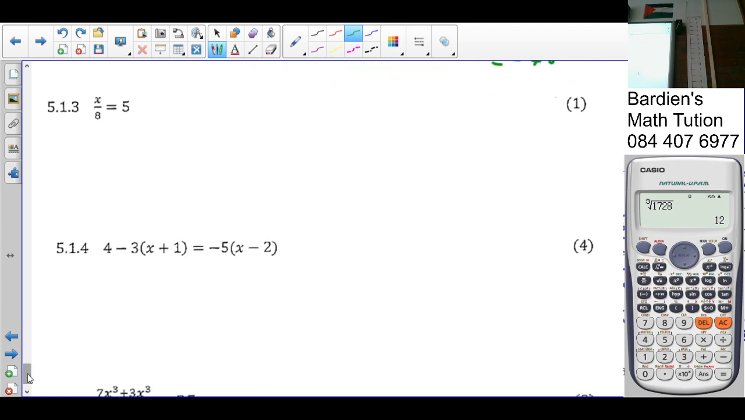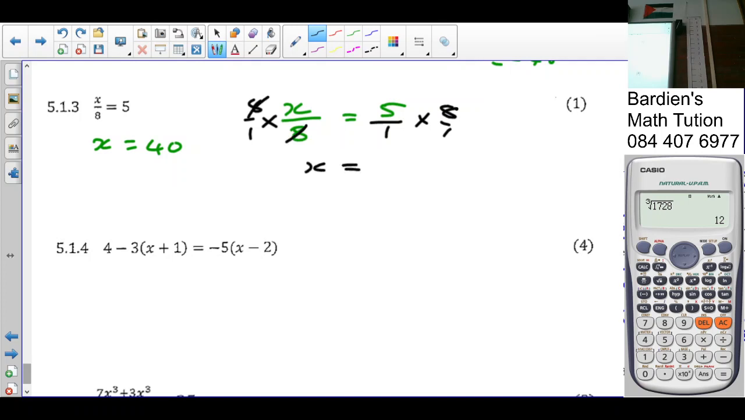A number divided by 8 is 5. What is the number? 40. So x is 40. Now, if you didn't know that, it's about the sound of it. Remember, this is naturally over 1. What's my LCM here? 8. So I multiply this by 8 over 1, and this by 8 over 1. So that cancels. So x equals 5 times 8, which is 40. Okay.